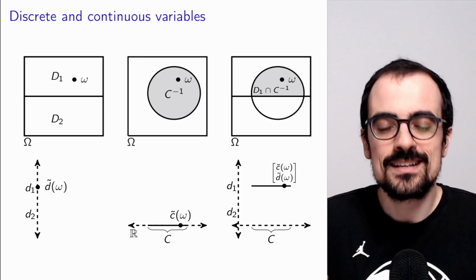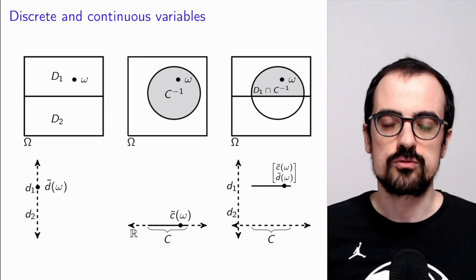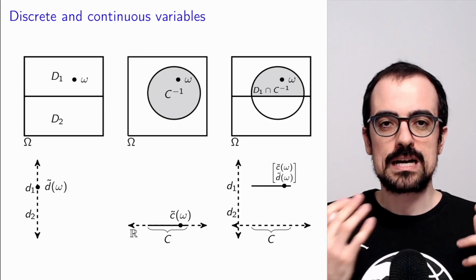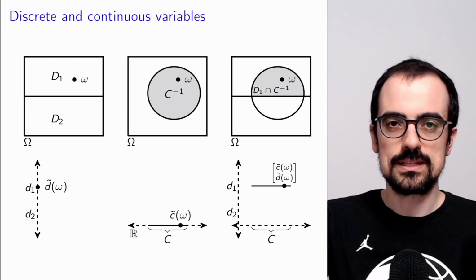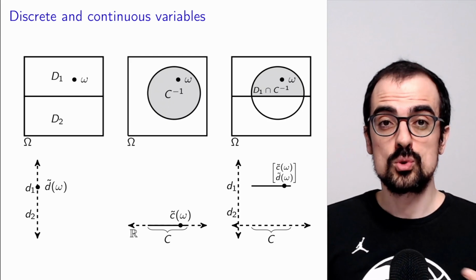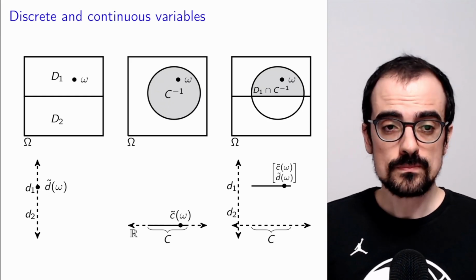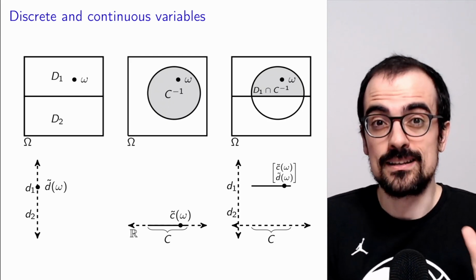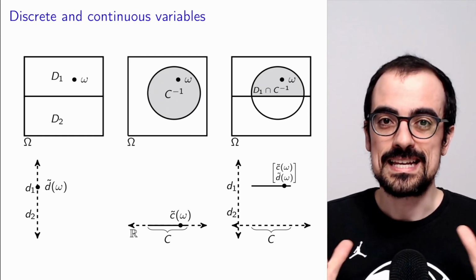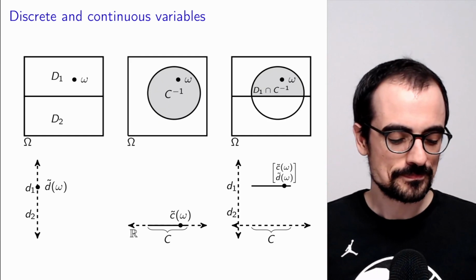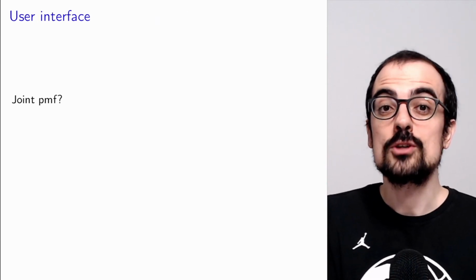So now we can see some of the power of this mathematical framework of defining random variables as functions from a probability space to the real line or to a discrete set. It allows us to define the joint distribution of many random variables that can be very different in a pretty elegant way. Okay. All right, so what about the user interface?